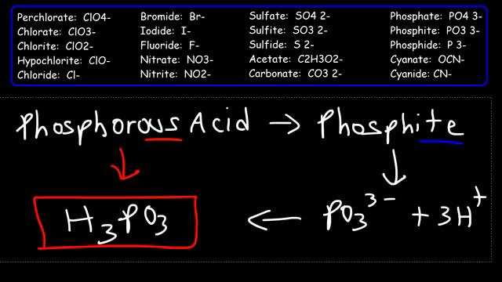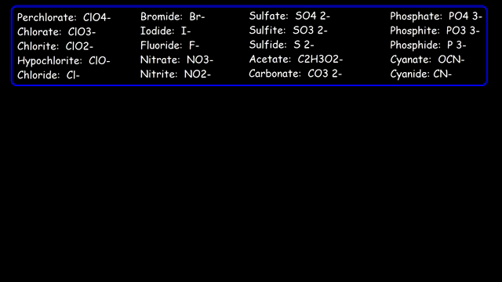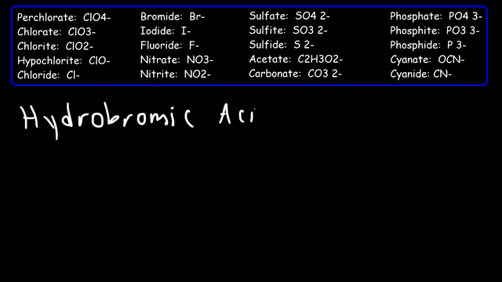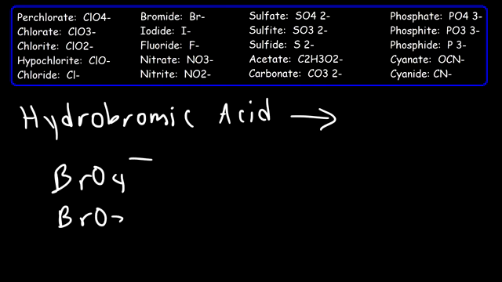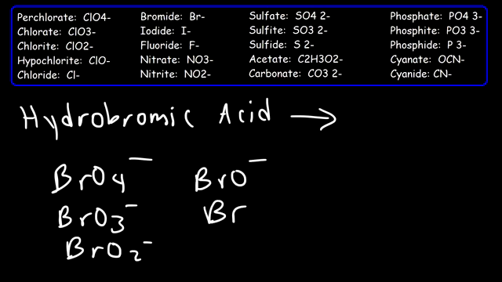Now let's do one more example. Hydrobromic acid. So what ion corresponds to this particular acid? Because there's different types of ions. You have the perbromate ion. There's the bromate ion. Notice that it follows perchlorate, chlorate, and so forth. This is bromite. This is hypobromite. And this is bromide. Which of these 5 ions do we need to use?